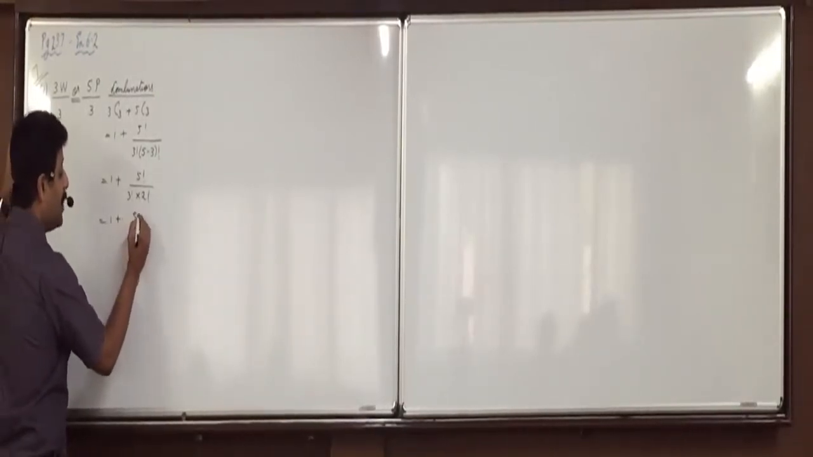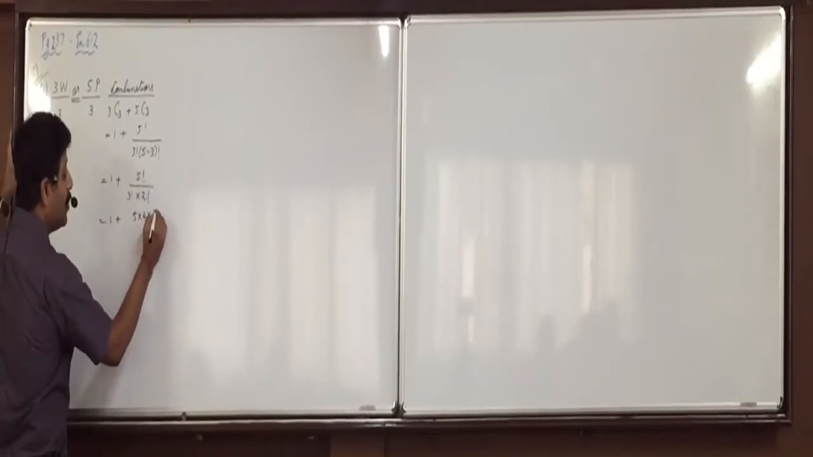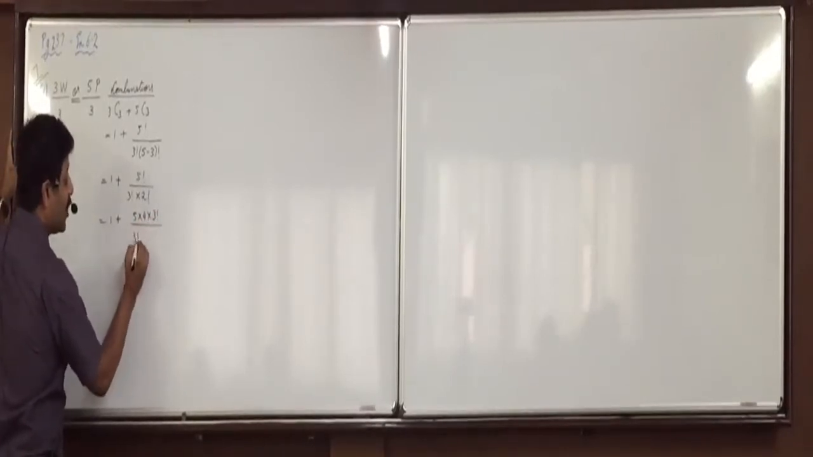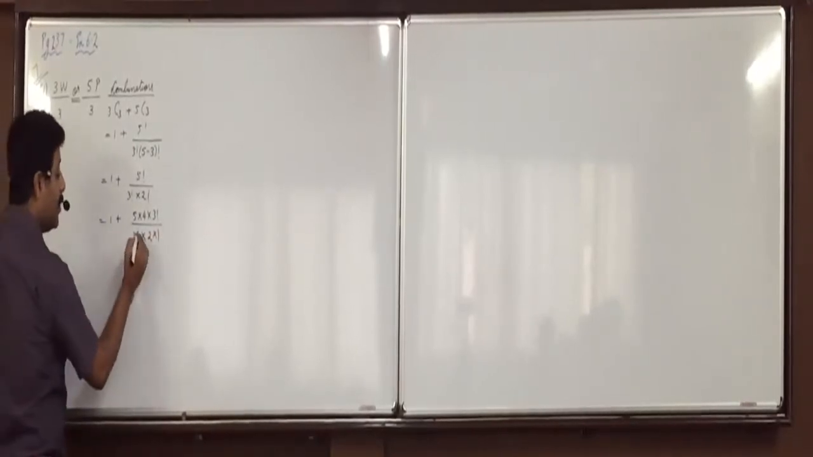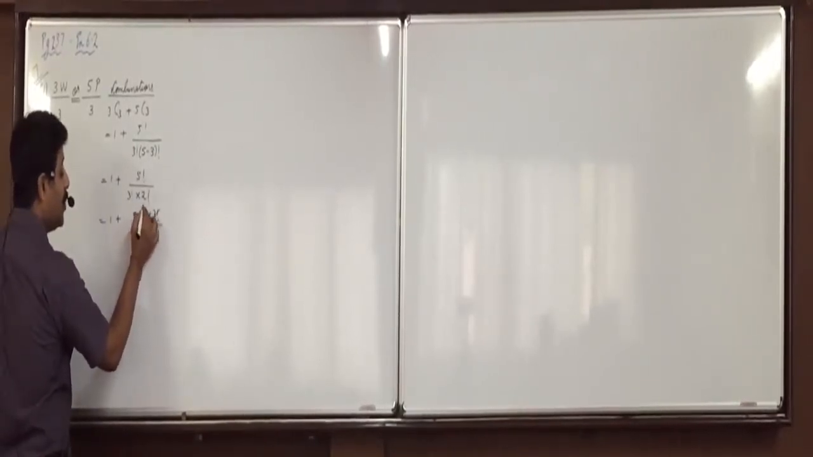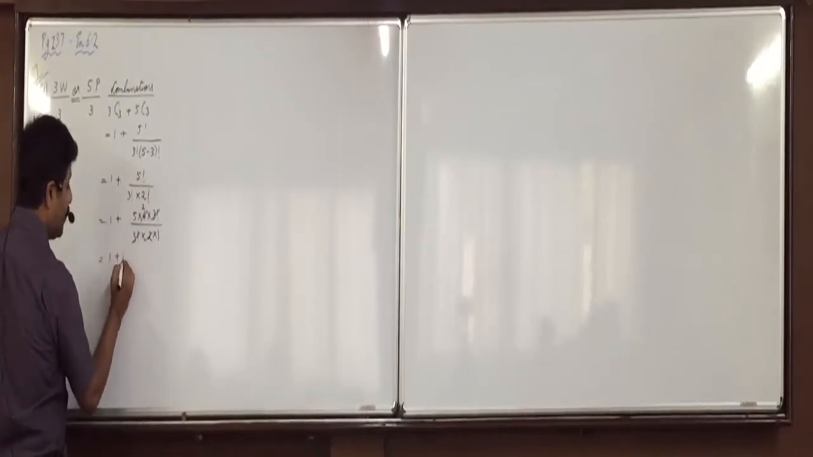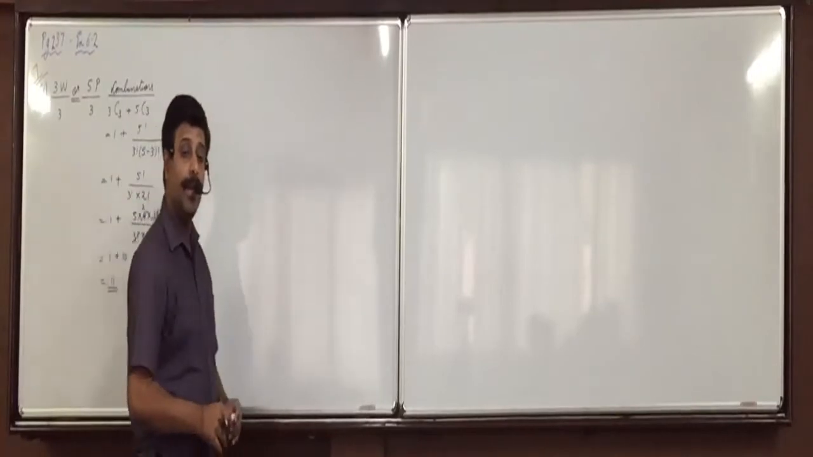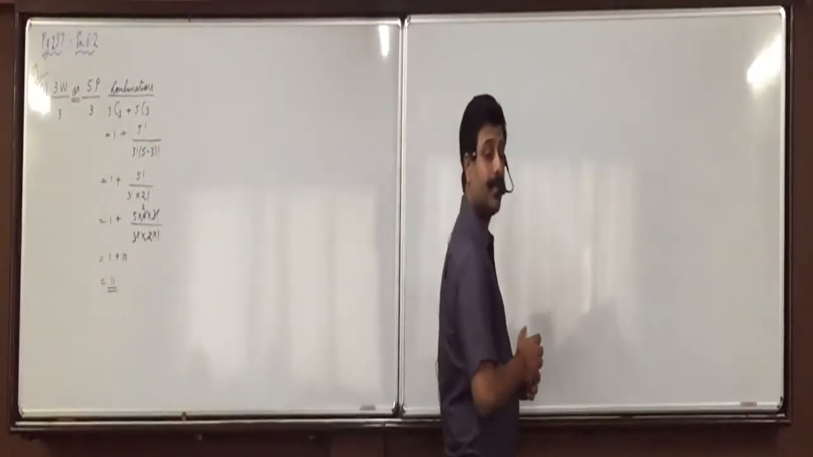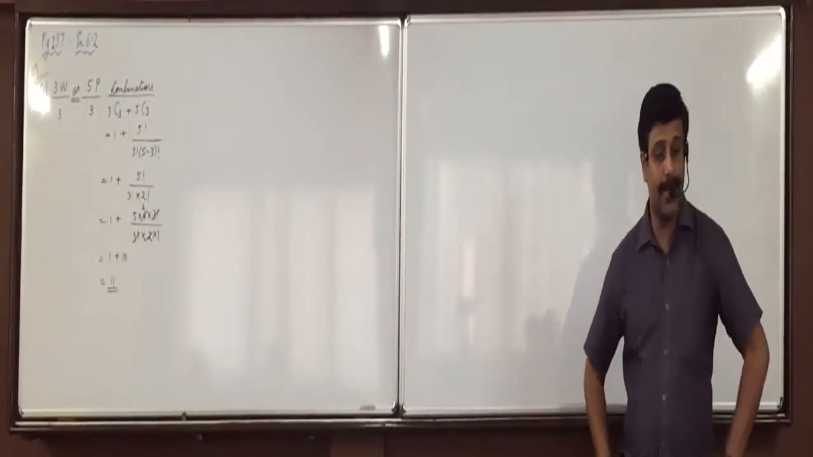5 factorial will open as 5 into 4 into 3 factorial upon 3 factorial, and the other one, 2 factorial, open it completely, 2 into 1. 3 factorial cancels, 2 into 2 is 4, so 5 into 2 is 10. 1 plus 10, answer is 11. Did everyone understand this? Anyone having any doubt in it?